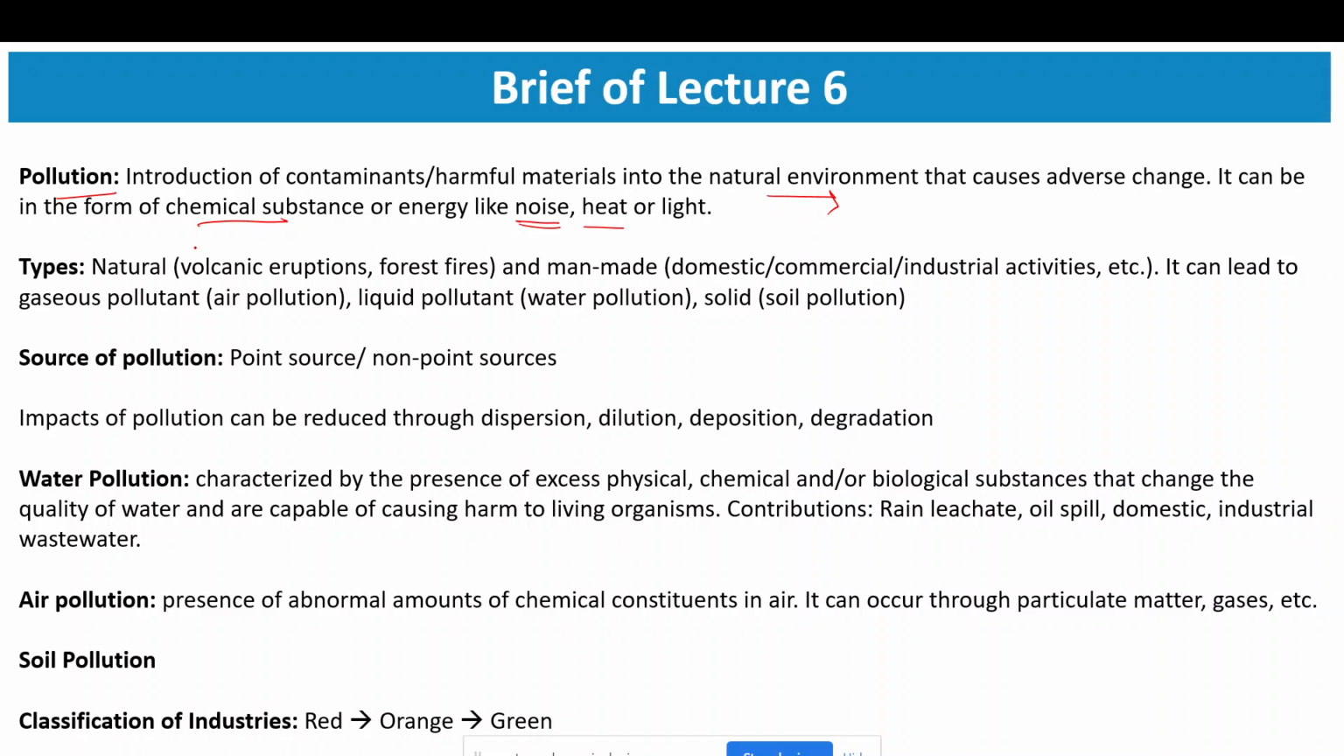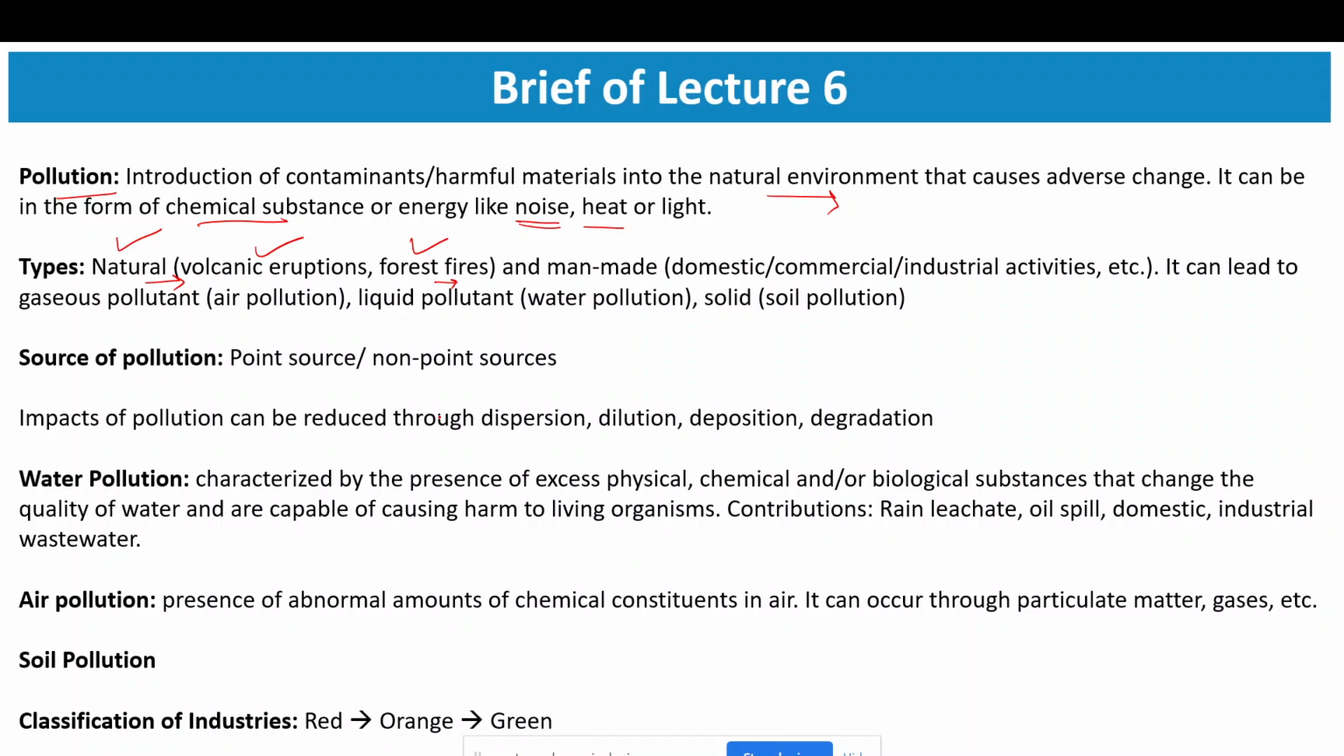So as I mentioned, pollution in the natural environment can occur due to natural circumstances, or it can be due to human intervention. Now if you consider natural things, then volcanic eruption and forest fires all come into natural ways due to which pollution can occur. So can anyone tell me what type of pollution can occur if you have volcanic eruption or forest fire?